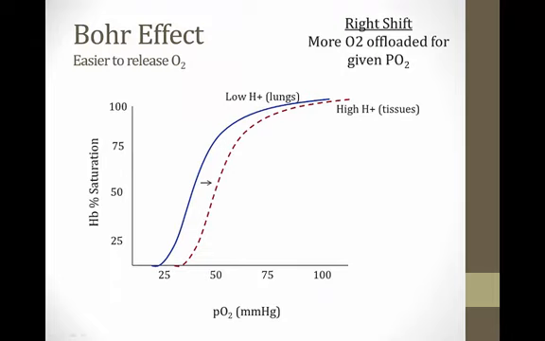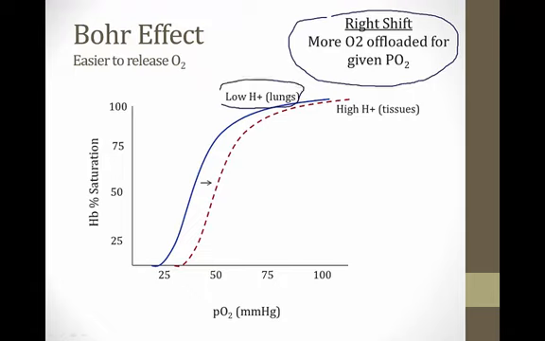So I've summarized the Bohr effect for you here. We have a rightward shift with more O2 offloaded for any given PO2. We operate in the blue curve when the level of H+ is low, like in the lungs, but we operate on the red curve when the level of H+ is high, like in the tissues. And that's the Bohr effect, and it's a consequence of the fact that we carry carbon dioxide in the form of bicarbonate and generate hydrogen atoms.